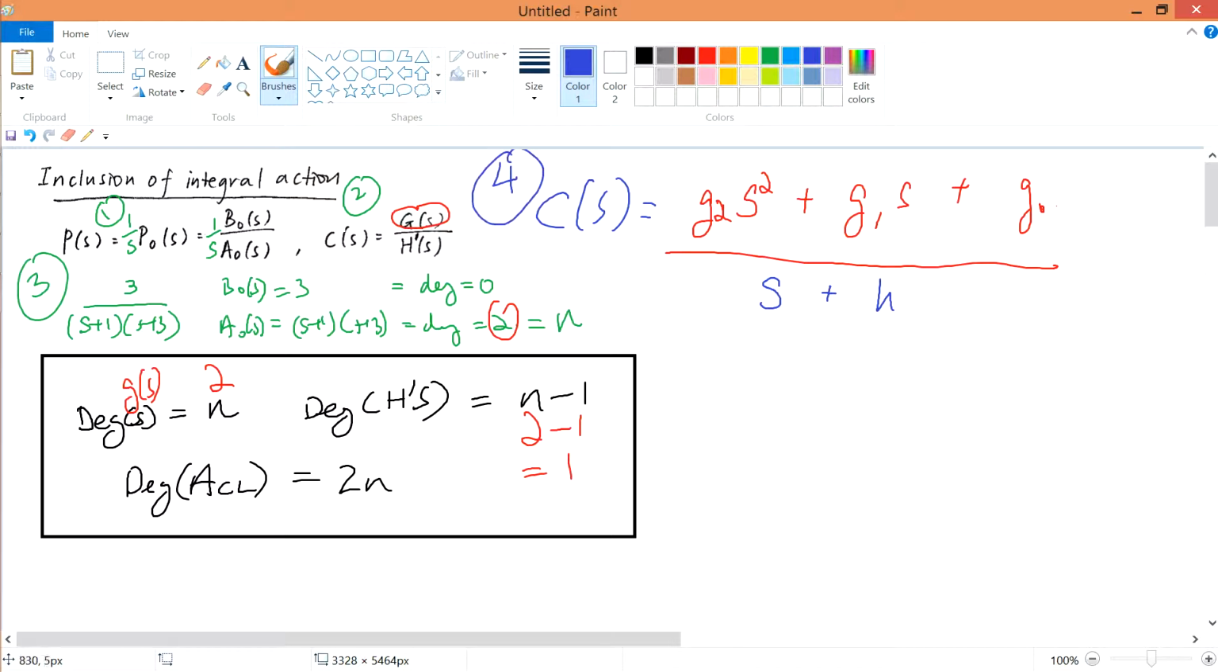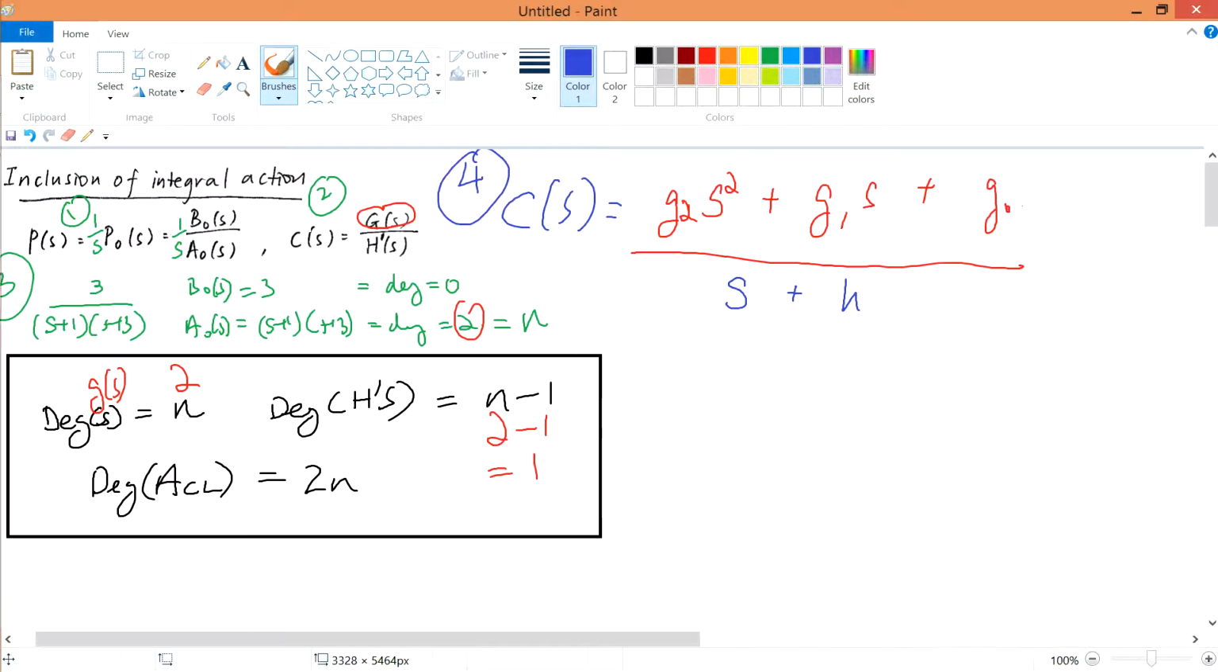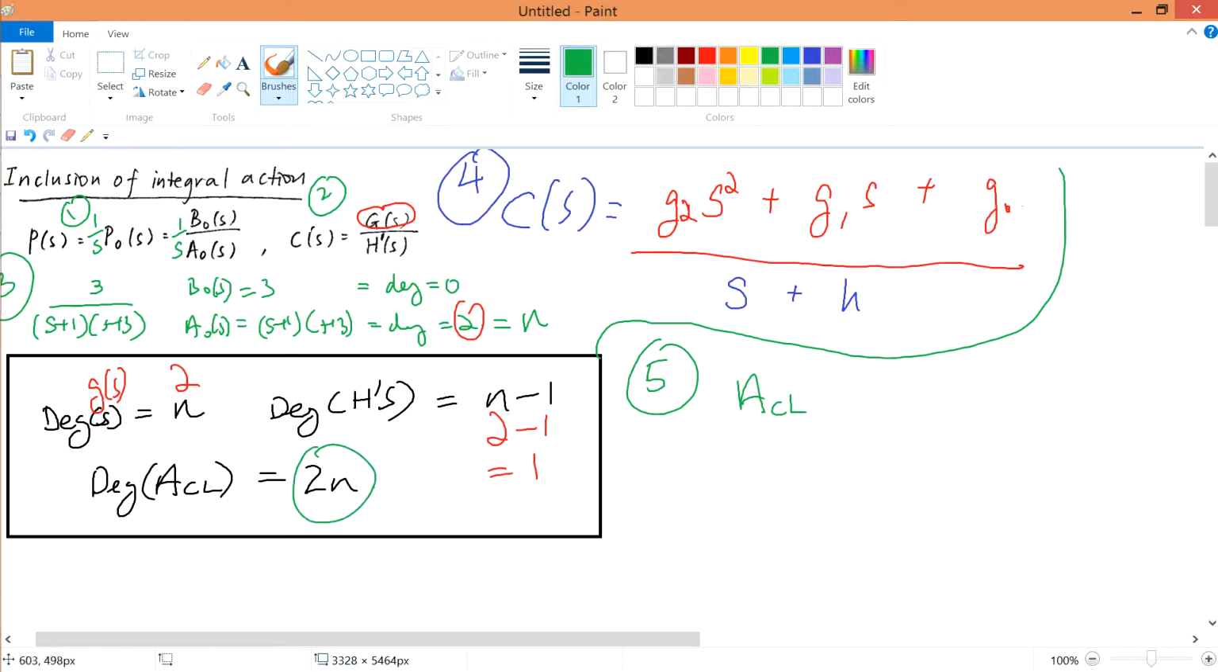Therefore this is our fourth step. The next step is also something special, totally different from what you have done. So please be very careful of that. You're going to introduce your Diophantine equation. You know that ACL now is 2n, so n is equal to 2, therefore it equals 4. So you're going to talk about 4th order for your ACL.